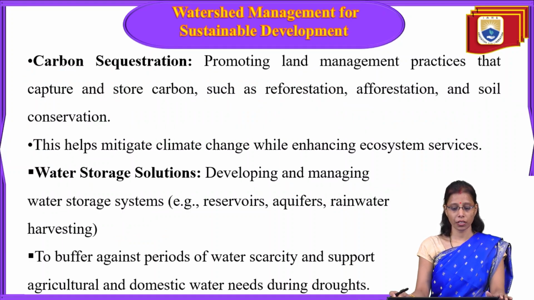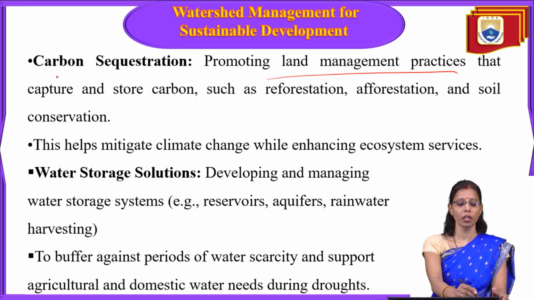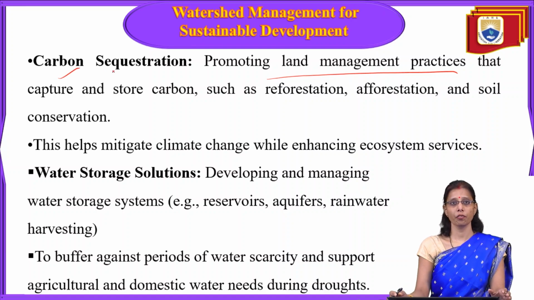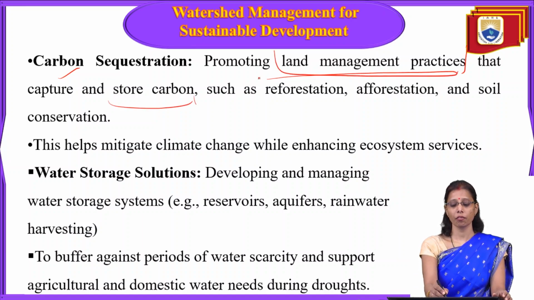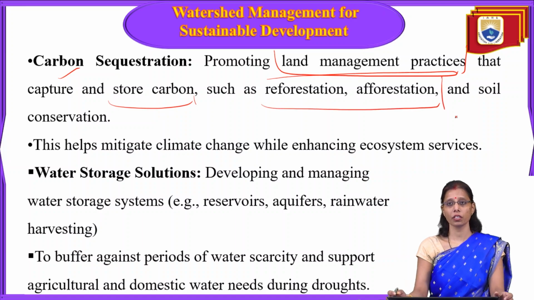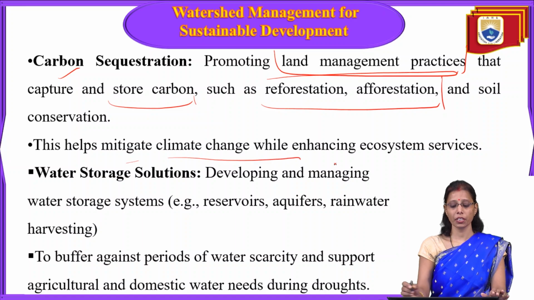Now carbon sequestration: promoting land management practices that capture and store carbon, such as reforestation, afforestation, and soil conservation. If you want to remove carbon dioxide, then we have to promote land use practices, store the carbon, and go with reforestation, afforestation, and soil conservation too. So this helps to mitigate climate change, which will enhance the ecosystem services and be helpful in managing practices.